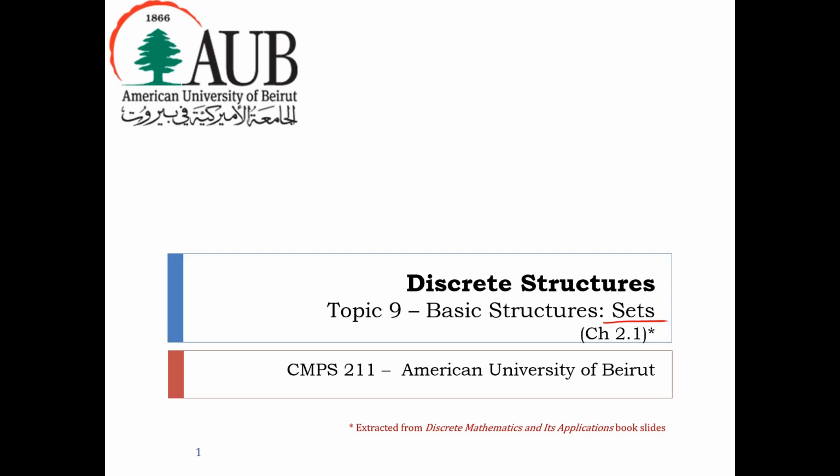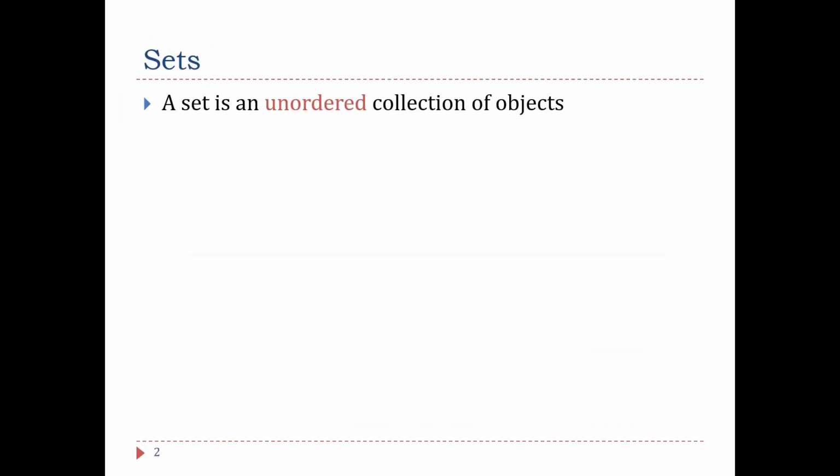So let's start with the basic definitions of sets. A set is an unordered collection of objects, just a bunch of objects. We have no order between them, and this is the main difference with lists or sequences of elements. We will have a section later on when we talk about sequences, and that they have this enumeration nature.